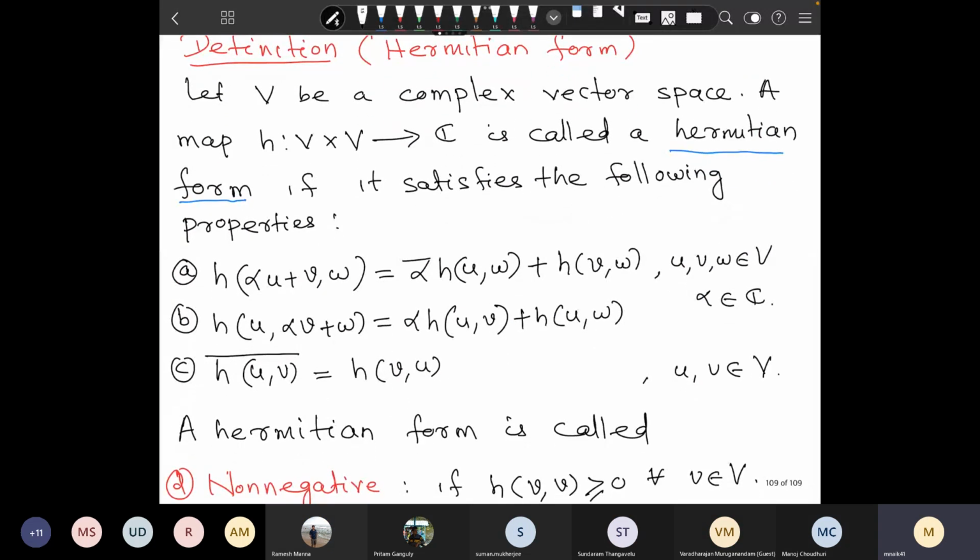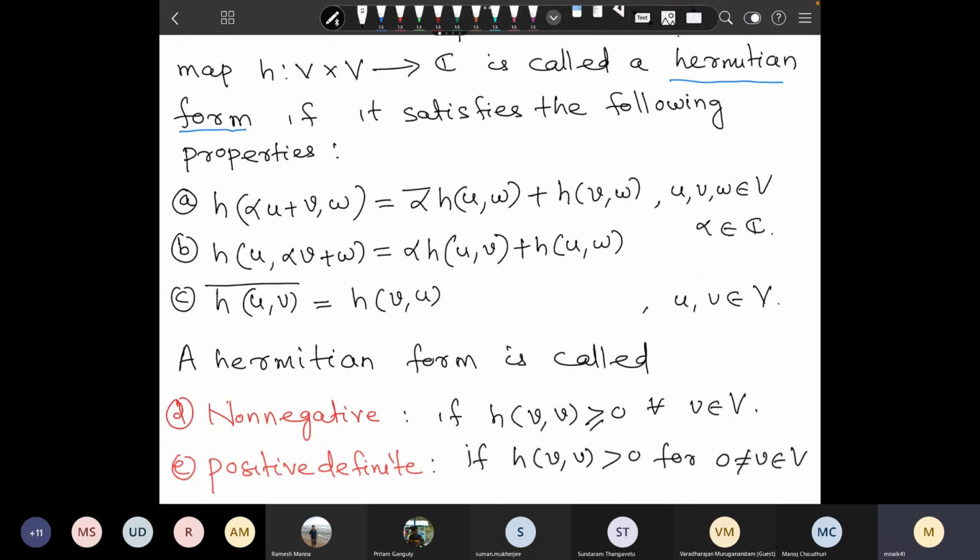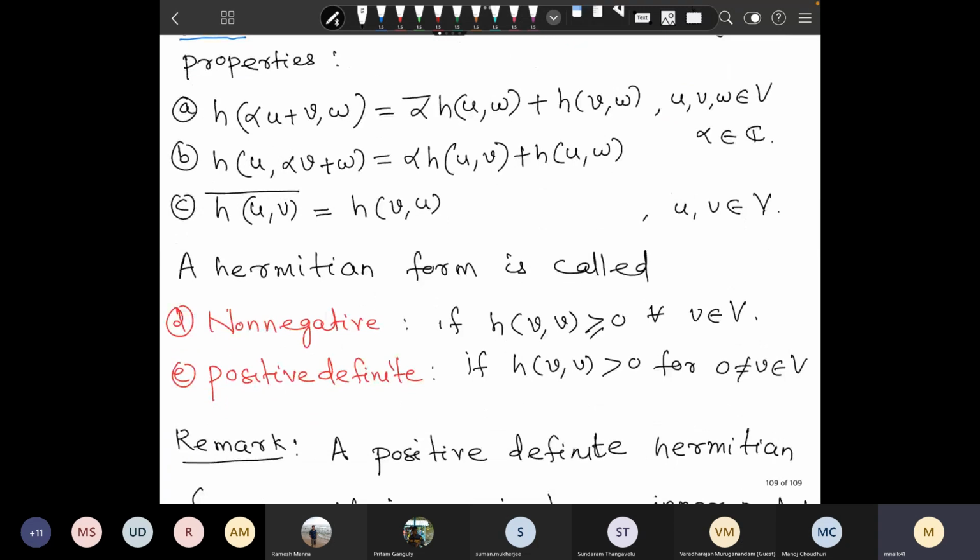First of all, I want to give a definition of Hermitian form. Definition: let V be a complex vector space. A map H from V cross V to C is called a Hermitian form if it satisfies the following properties. First, H of alpha U plus V comma W is equal to alpha bar H of U comma W plus H of V comma W, for U, V, W belonging to V. H of U comma alpha V plus W is equal to alpha H of U comma V plus H of U comma W. H of U comma V bar is equal to H of V comma U.